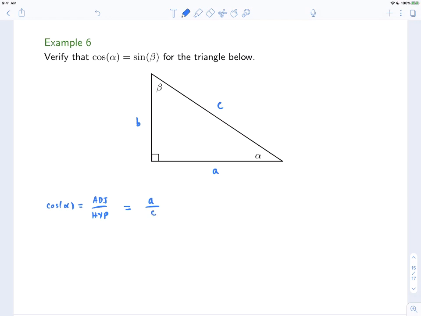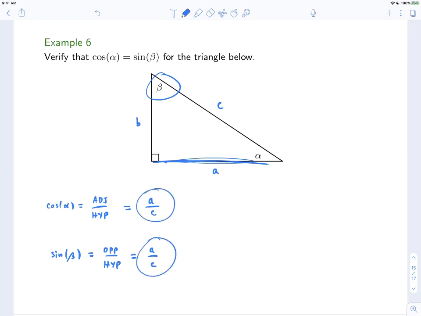What about sine of beta? Sine of beta is the opposite over the hypotenuse. But now we're looking at the angle beta, and the opposite of beta is the side A. So it's A over the hypotenuse, which is C. So you can see that both of these are equal to A over C. So that tells us that cosine of alpha is equal to sine of beta.